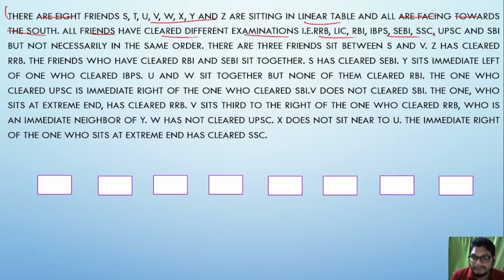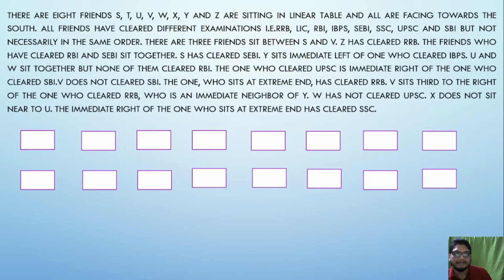These are the names of the examinations. Just for your clear understanding, I have divided it into 2 rows. In the upper row, I am going to place the names of the persons, for example S, T, U, V, W and so on. And in the second row, I am going to fix the names of the examinations that these people have cleared. So these are the names of the examinations: RBI, LIC, SSC and so on, right?